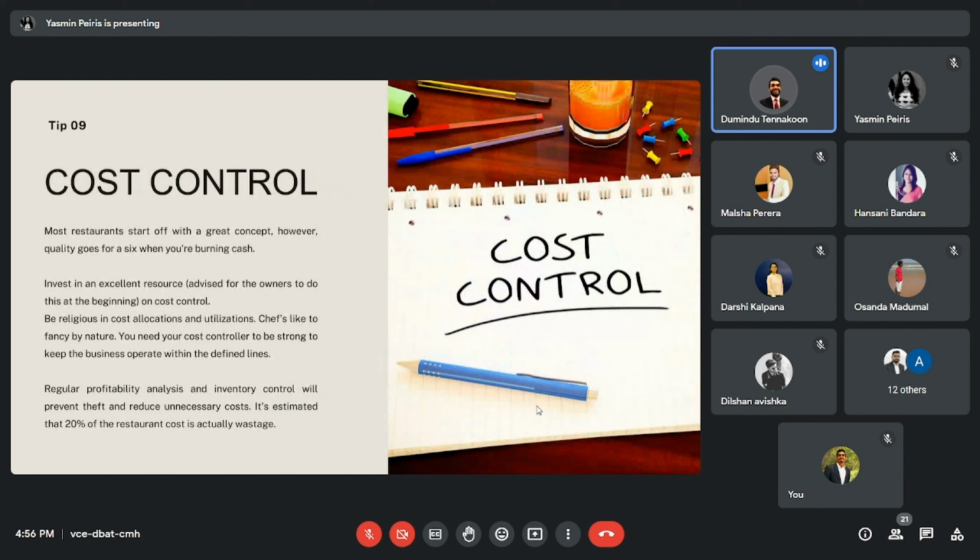Yeah, next tip is cost control. Like I said, most restaurants start off with a great concept and the food is good, everything's great, but they're losing money. They're not profitable. Why? Because they have not looked at the cost. They have not looked at wastage. The biggest cost of a restaurant is food cost. The biggest portion of food cost is sometimes wastage.